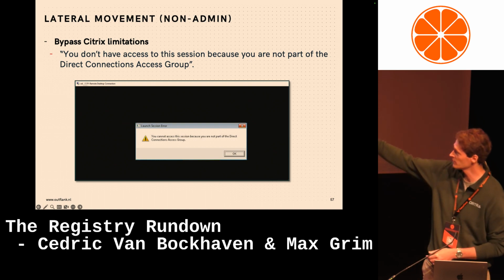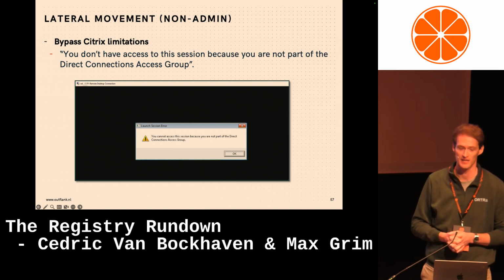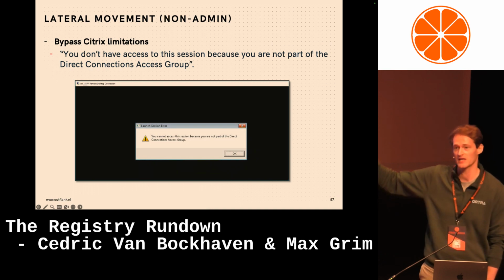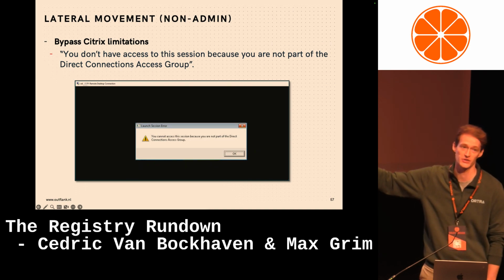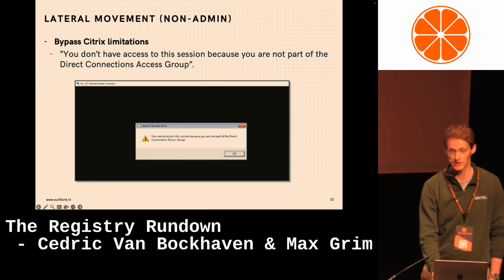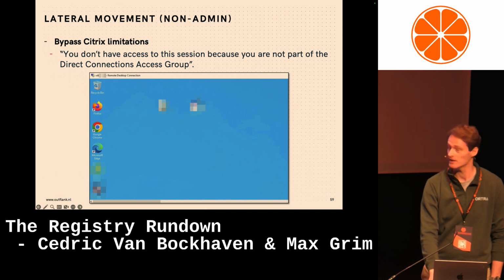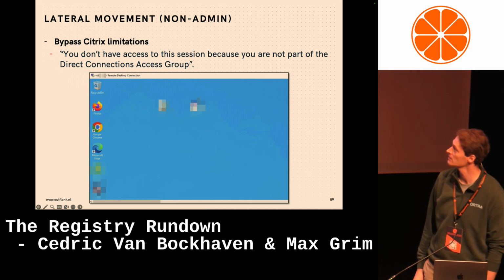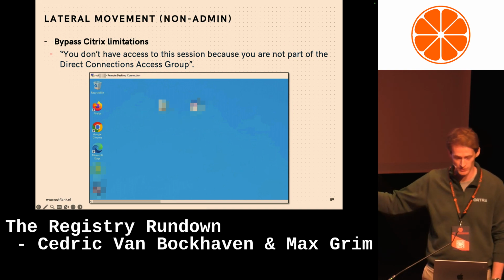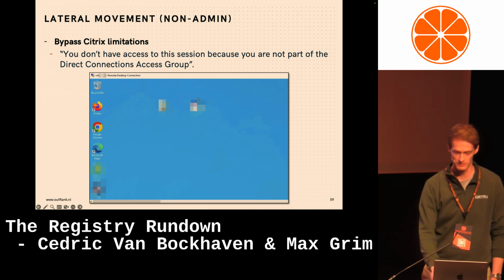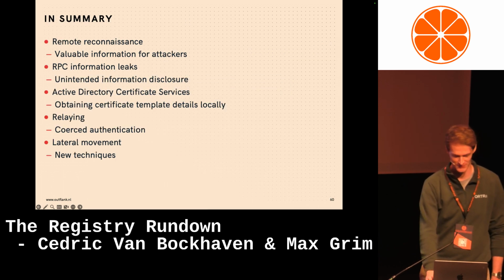So this is what you see when you log in via RDP, saying you don't have access. But this is actually running under the context of the user that is already logged in. So what we can do is perform a COM hijack via the registry remotely, and just click OK on the screen, and then we get access. We also reported this to Citrix. They thought it was not a vulnerability, but you may convince us otherwise.